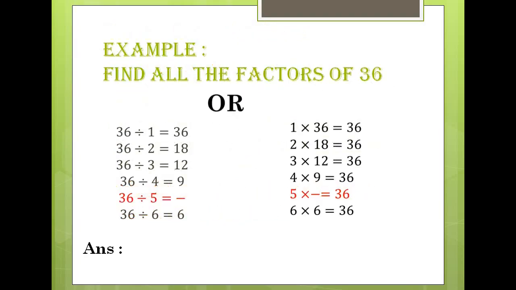Suppose we take one example where I am going to find the factors of 36. The first thing is that we will look for the numbers which exactly divide 36 and leave nothing as remainder. So either you can follow the method where you start from 1, start dividing and checking, then go for 2, 3, 4, then you will come across that 5 is not dividing 36 exactly, isn't it? So this is one method.